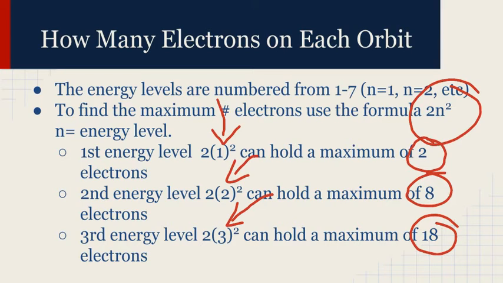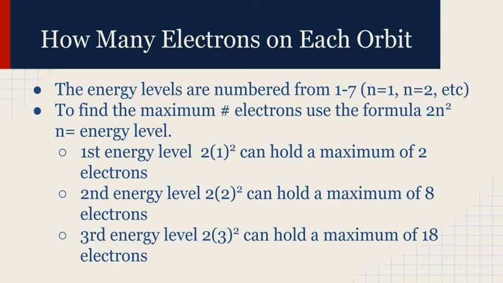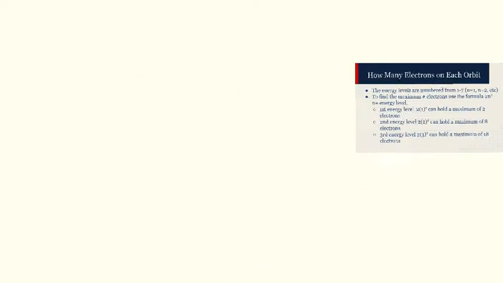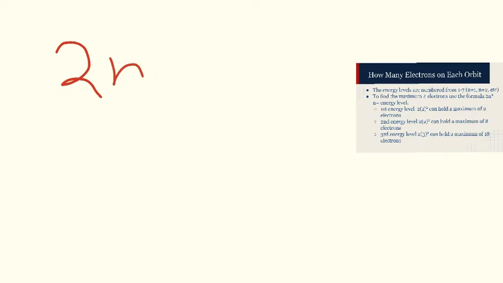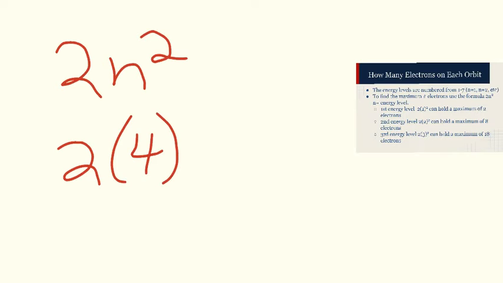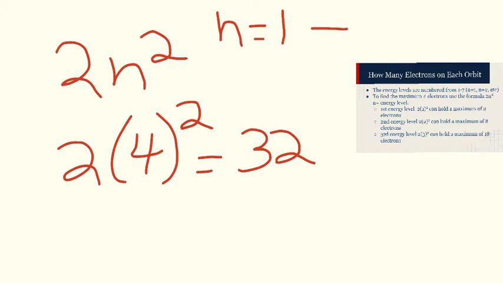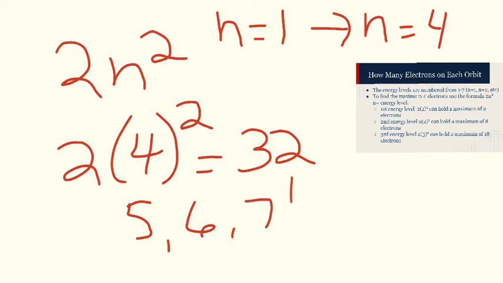Put this in your notebook and then practice: how many electrons would energy level 4 hold? Using this formula, we're going to plug in a 4 in place of the value n, and we get 32. Now, the formula 2n squared only works for n equals 1 all the way through to n equals 4. Once we get to the 5th, 6th, and 7th energy level, they all hold 32 electrons each.